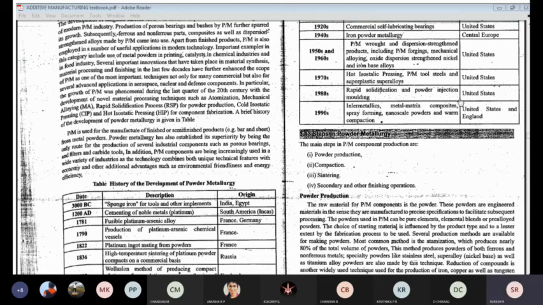In the next class, we're going to finish the powder metallurgy steps and its applications. Along with that, we're going to complete the present and future trends of the powder metallurgy process. These three important concepts will be covered in the next class.